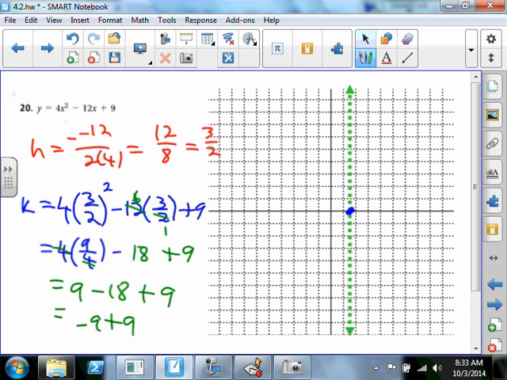Since a is 4, I go over 1 and up 4, and over 1 and up 4. I also get my y-intercept at (0, 9), and by symmetry I can get this point right here, and there we've got it.